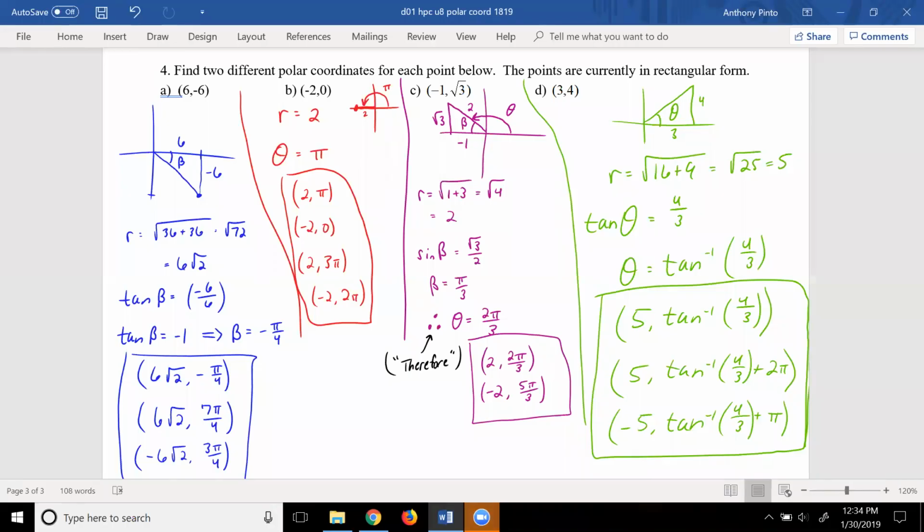All right, so these are the answers to C and D. Check those over. Again, this only asks for one answer. I just put in multiples so that you're aware that each point can be written in multiple ways. Especially make sure that you understand all of those angles in D and why they work. You'll notice how I put -5, comma, inverse tangent of 4/3 plus pi. So the -5 puts us in the third quadrant, but then that angle brings us back to the first.